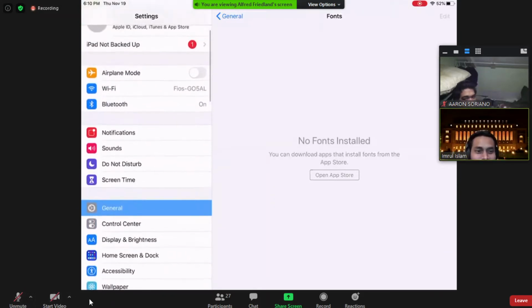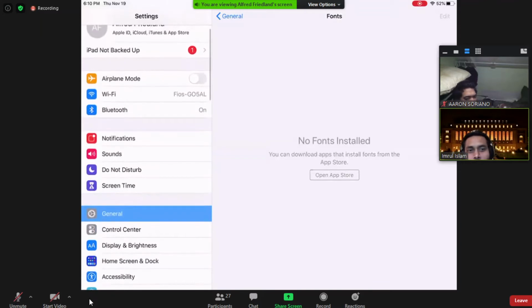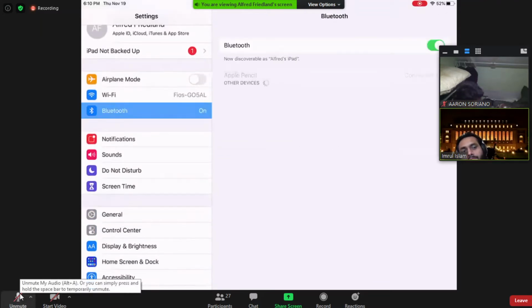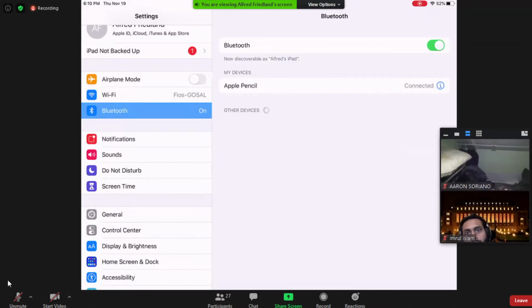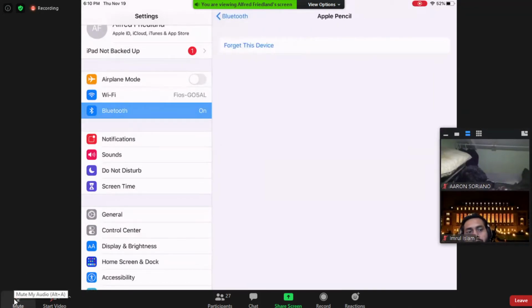The Apple Pencil should be underneath. Yeah, click on Bluetooth just in case to see what's going on. It's connected. Can you click on that information? Forget this device. Just let it charge for 2-3 minutes. It charges very quickly. We know that it's connected.